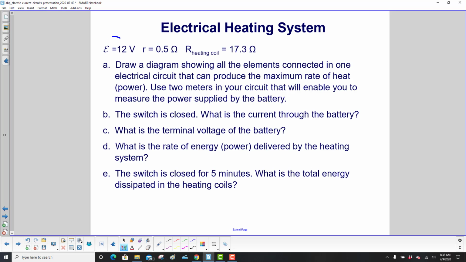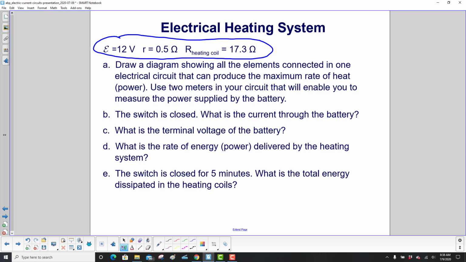So here's our givens up here. The EMF is 12 volts, the internal resistance of the power source is 0.5 ohms, and the resistance of each heating coil is 17.3 ohms. So first, draw a diagram showing all the elements connected in one electrical circuit that produces the maximum rate of heat, which means power. Rate of heat, right? That's heat per time, that's power, energy per time.